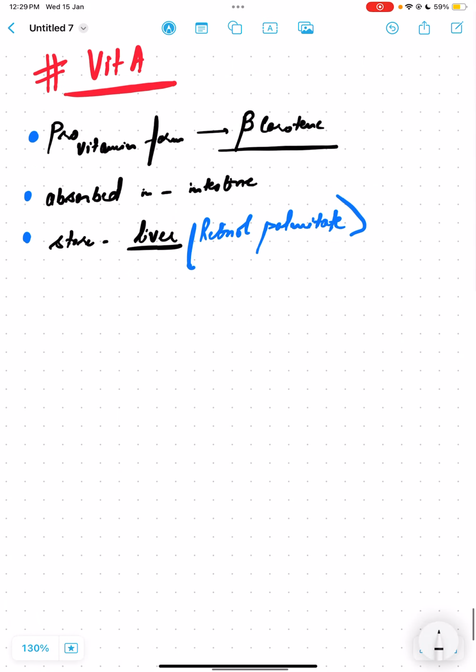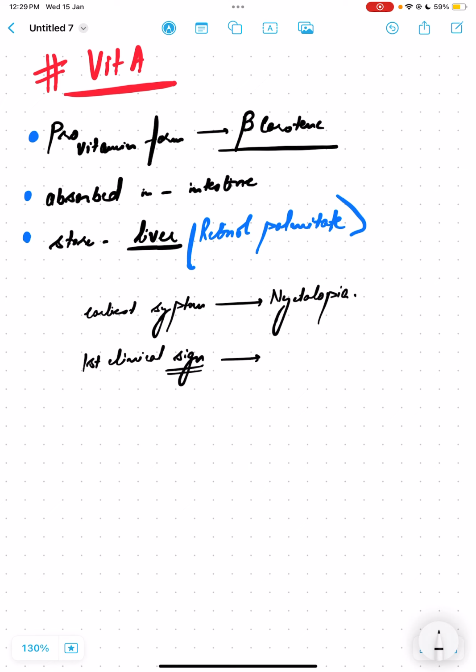Then what happens is the earliest symptom when there is a deficiency of vitamin A. What is the earliest symptom of deficiency of vitamin A? It can cause night blindness, also called nyctalopia. Then what is the first clinical sign? The symptom is night blindness and the sign is basically the conjunctival xerosis.